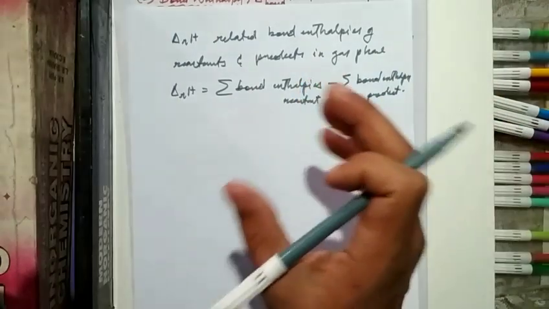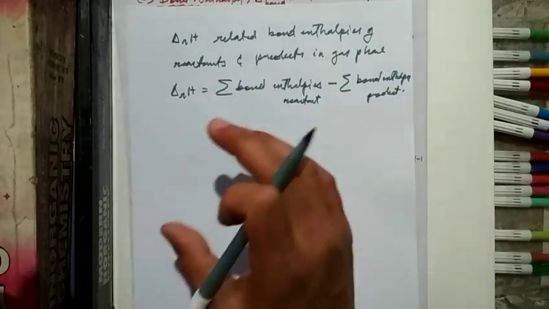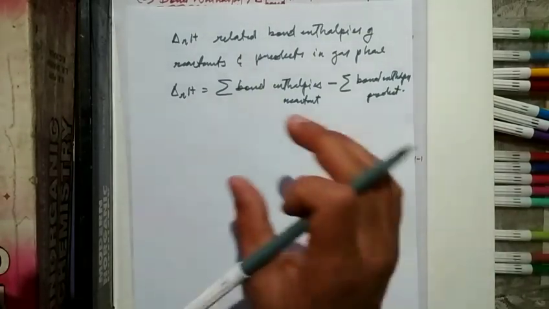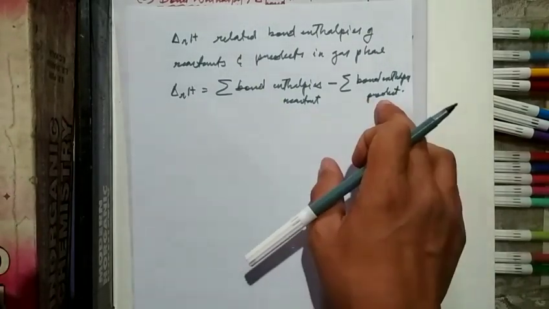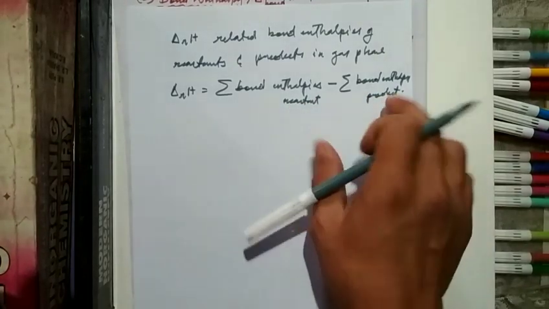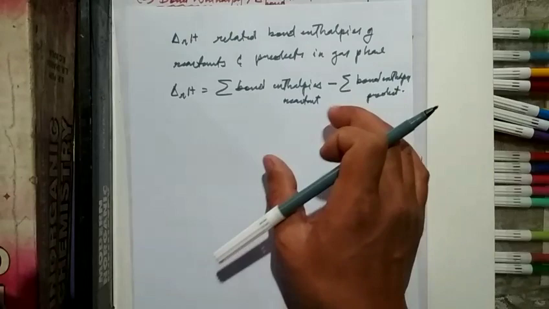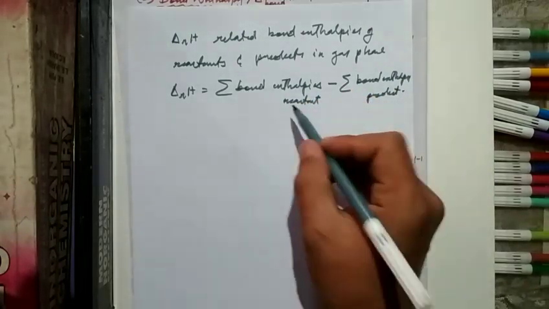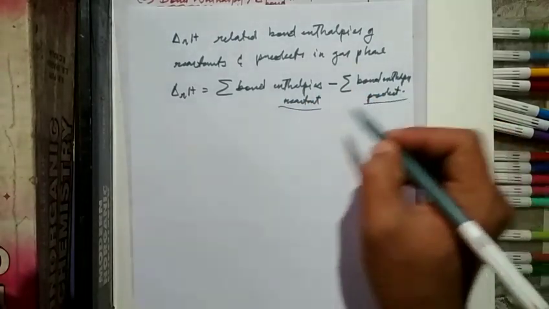In the previous videos we discussed enthalpy, where the product was here and the reactant was here. Now we are talking about dissociation. So for bond dissociation, the reactant comes first and then the product.